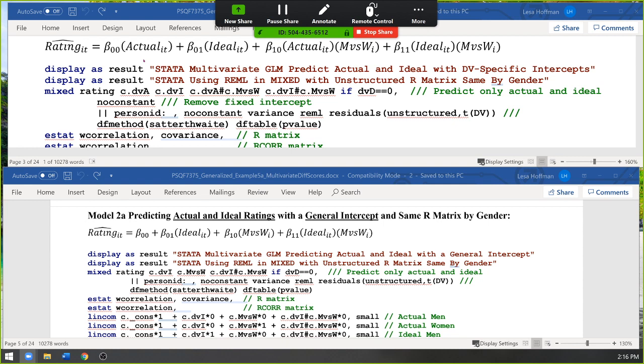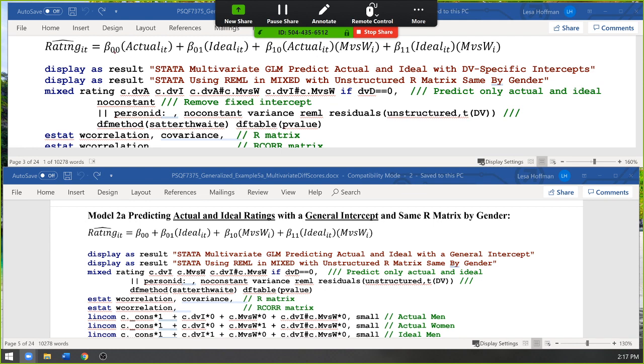So the first model we looked at last time is model 1A. It is an example of a DV-specific intercept model, and this is what I would recommend for your homework, where beta 00 and beta 01 are DV-specific intercepts. So what I'm predicting is actual ratings and ideal ratings. I am then asking for a gender difference in the actual ratings and in the ideal ratings. So this setup maps directly onto the pancakes and crepes story in your homework.